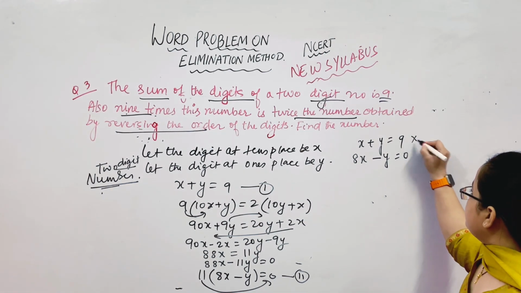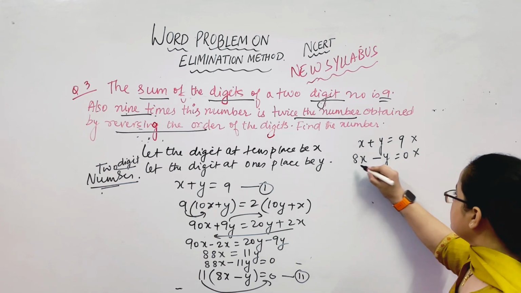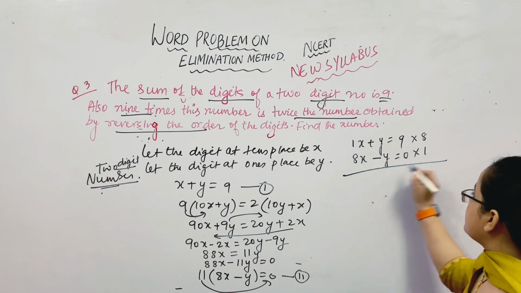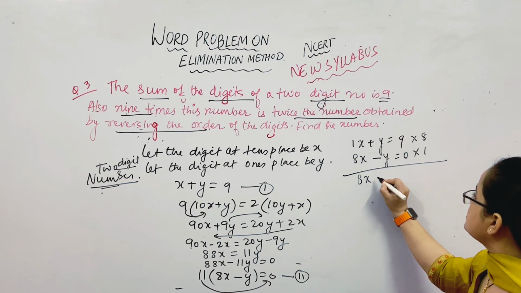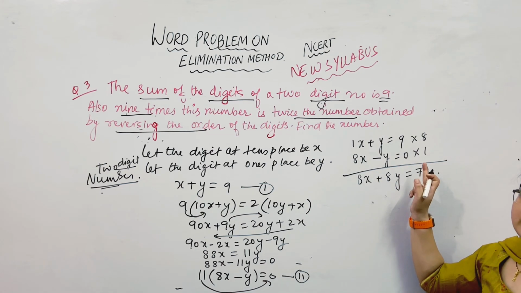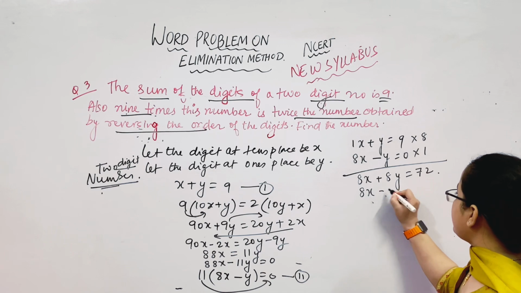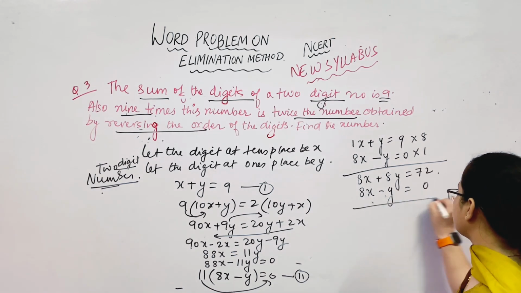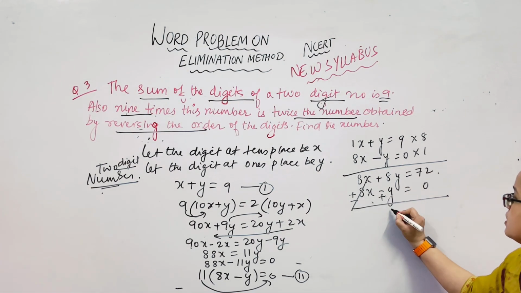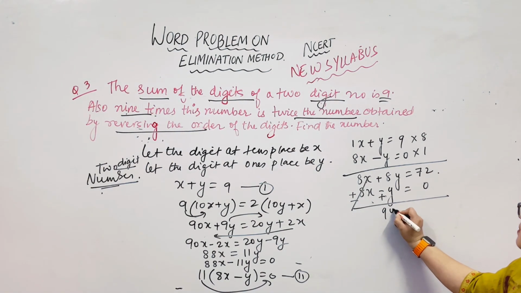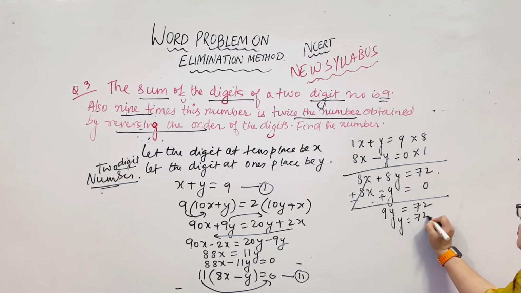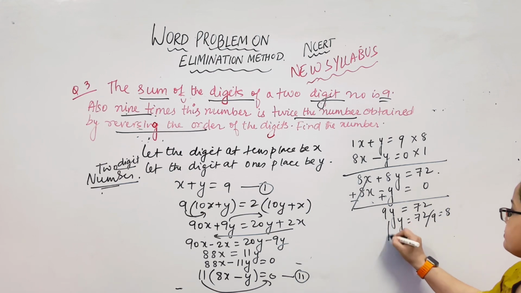Okay, so I'll just eliminate. 8 will get multiplied with the first equation. 1 will get multiplied with the second equation. So I'm getting as the answer 8x plus 8y is equal to 72. Second equation will remain the same, right? 8x minus y is equal to 0. Change the sign, positive will become negative, negative will become positive. So 8y plus y, it will become 9y is equal to 72. I'm getting y as 72 over 9, that means 8.